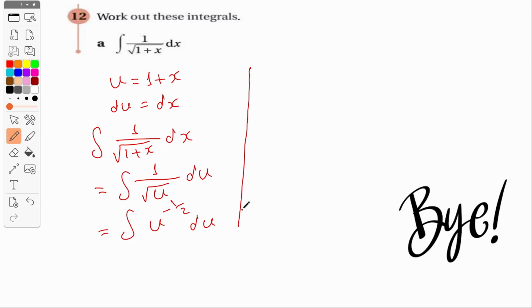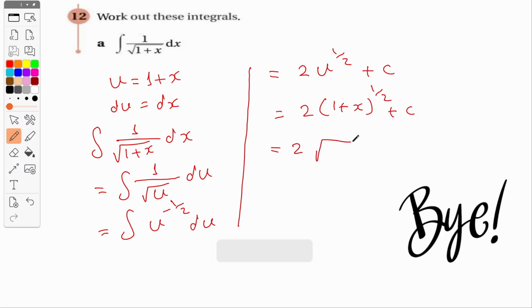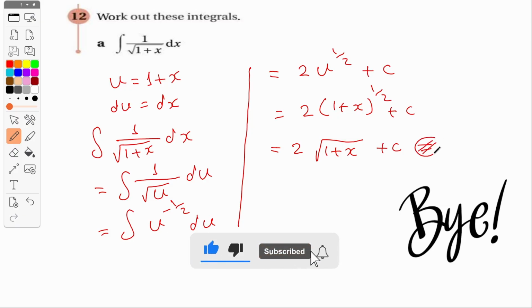Now to integrate this one, just add 1 to the index, u power of half, then divide by the new index. Dividing by half means multiplying by 2, then plus c. So the final answer is 2u, which is 1 plus x, power of half, then plus c. You know that power of half means the square root, so it's 2 square root of 1 plus x plus c. This is the final answer.